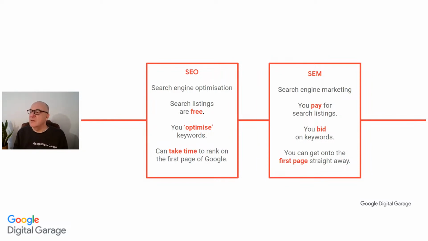On SEO, you can take time to rank on the first page. I mean, that's an understatement. It can take quite some time and a lot of effort in order for you to achieve that. With SEM, search engine marketing, you can get onto the first page straight away because, again, you are paying for the privilege.